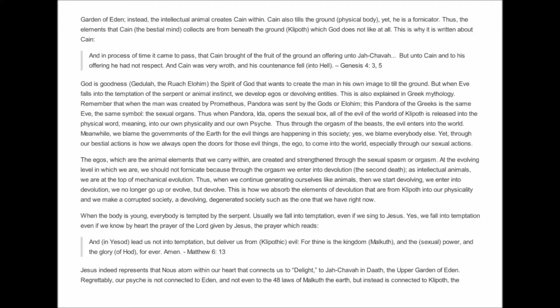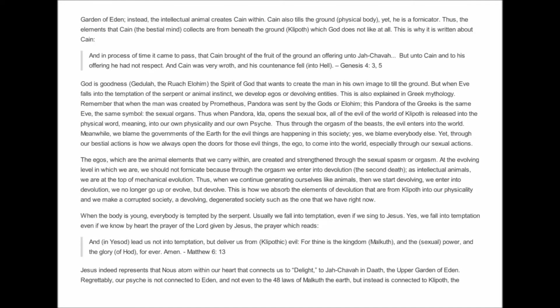No longer does the human person, the intellectual animal, create a man to till the ground of the Garden of Eden, which is the son. But he starts creating Cain. Still, Cain, of course, develops from the ground elements that God doesn't like at all. That's why Cain, which is the outcome of fornication, brings to God an offering. Here I'm offering you from klipath, from the ground, from the earth, from down the earth, this. And God is displeased with it.